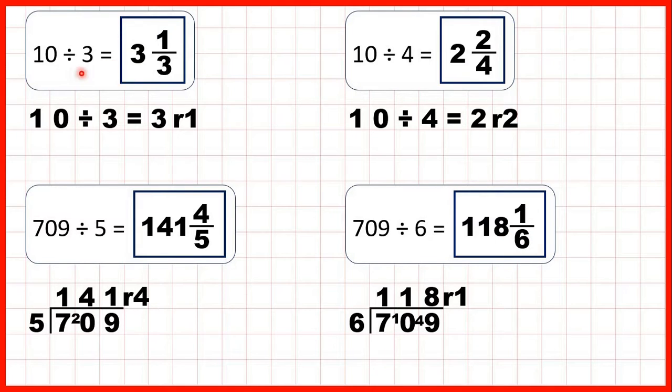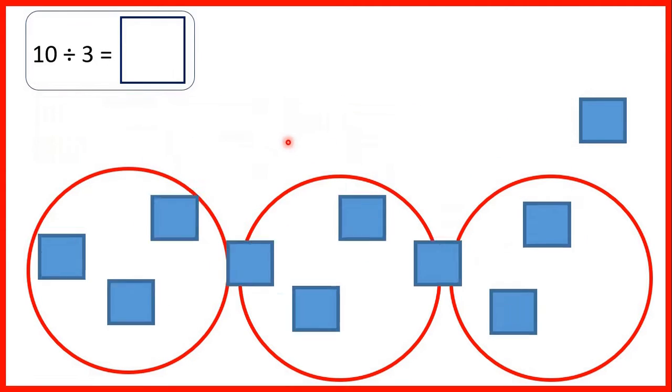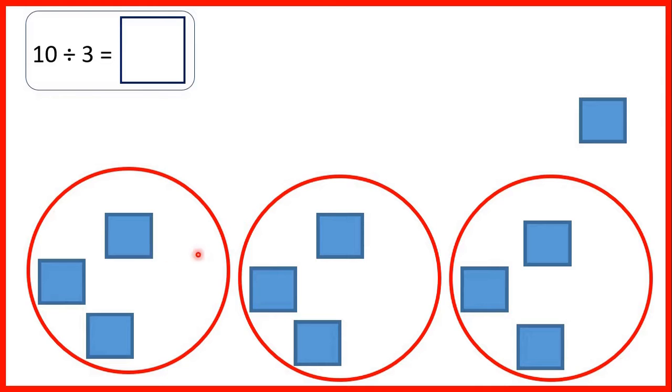Now let's think back to this first question. We had 10 divided by 3, so we can think of this as sharing 10 blocks between 3 circles. We know that we can share out 9 of those blocks, but then we have 1 remainder. So 10 divided by 3 is 3 because we have 3 blocks in each of our circles, remainder 1 because there's 1 block that we haven't been able to share out.